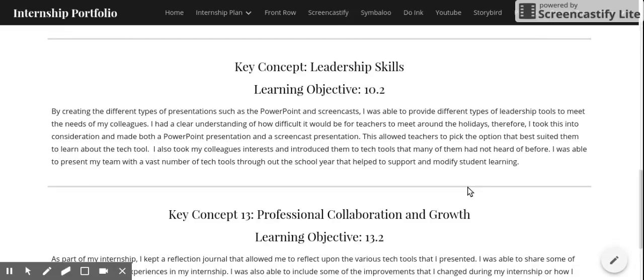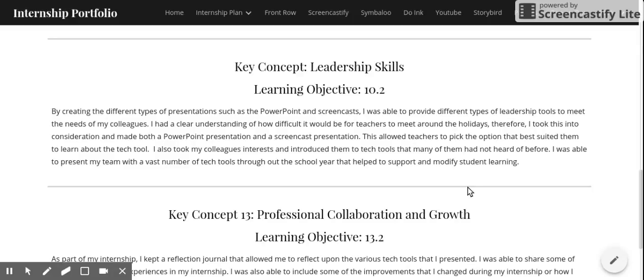I accomplished this concept by creating different types of presentations, such as the PowerPoint and screencasts. I was able to provide different types of leadership tools to meet the needs of my colleagues. I had a clear understanding of how difficult it would be for teachers to meet around the holidays or for personal reasons. Therefore, I took this into consideration and made both a PowerPoint presentation and a screencast presentation. This allowed teachers to pick the option that best suited them to learn about the tech tool.